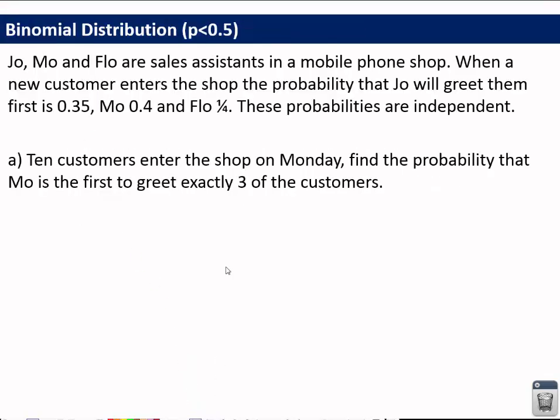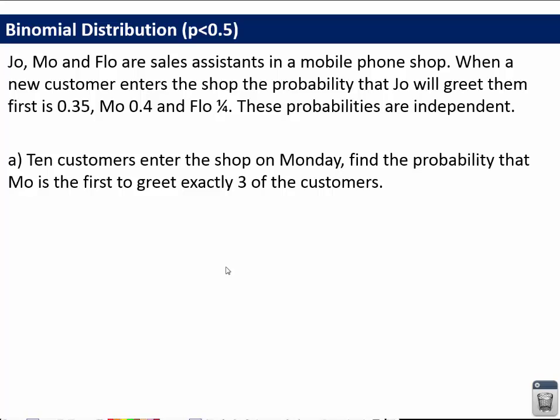So let's look at our first question. We have Mo, Joe, and Flo. Nice names. They're sales assistants in a mobile phone shop. When a new customer enters the shop, the probability that Joe will greet them first is 0.35. Mo greeting them first will be 0.4. And Flo, a quarter.